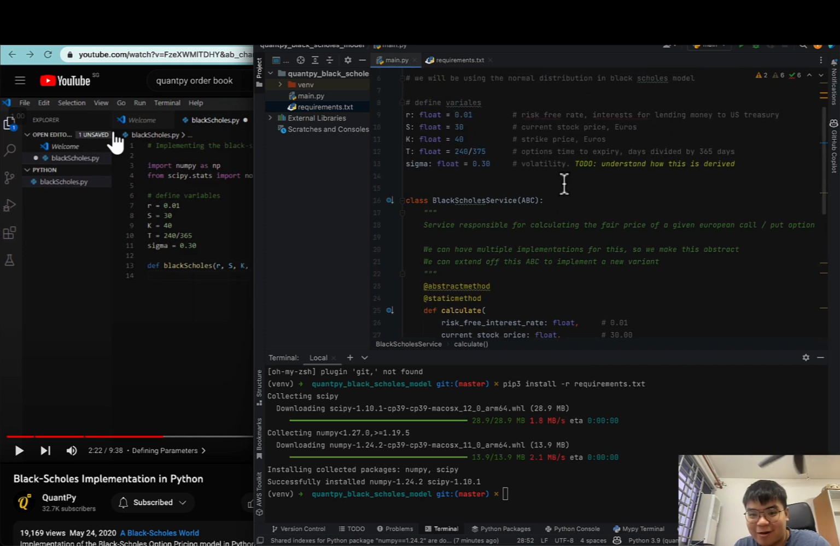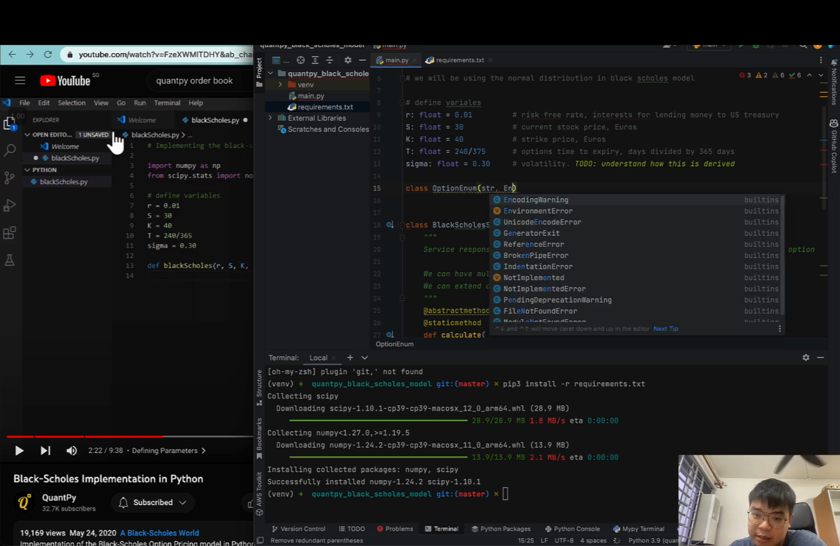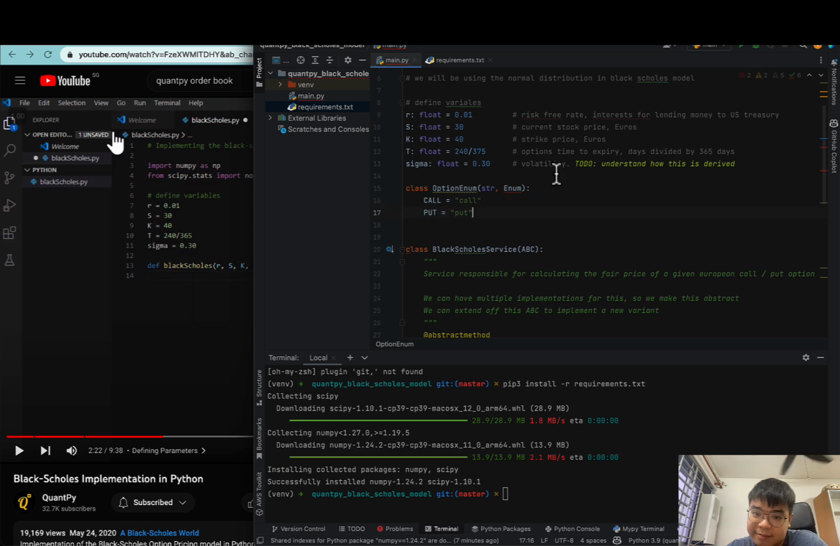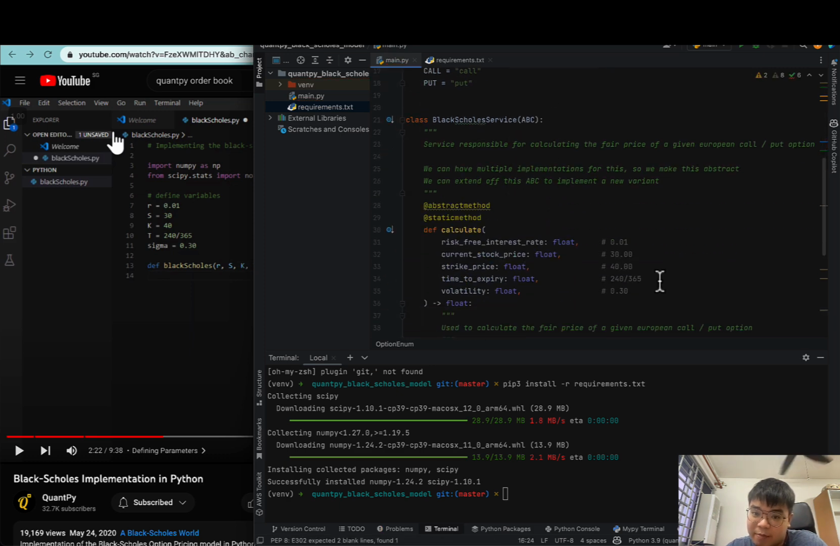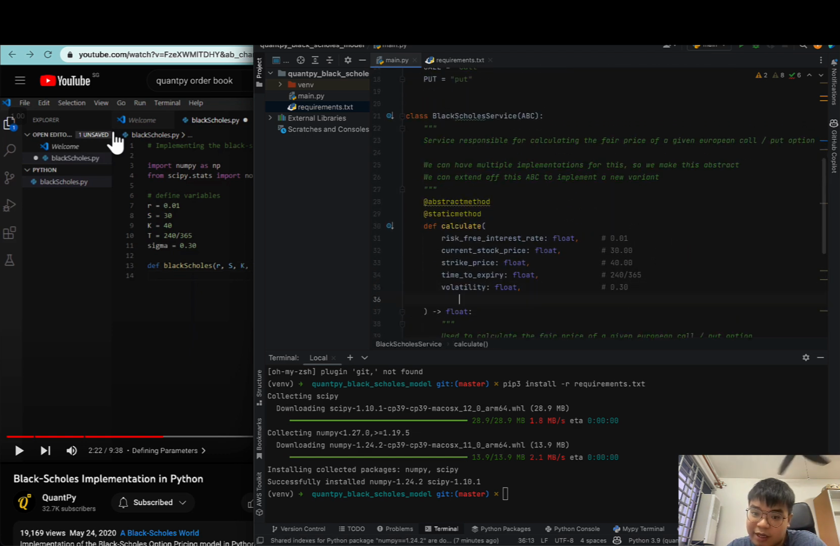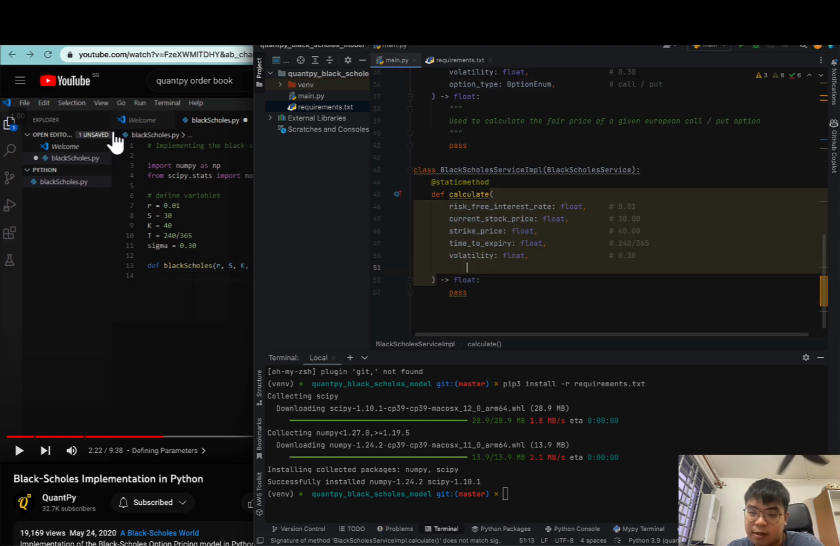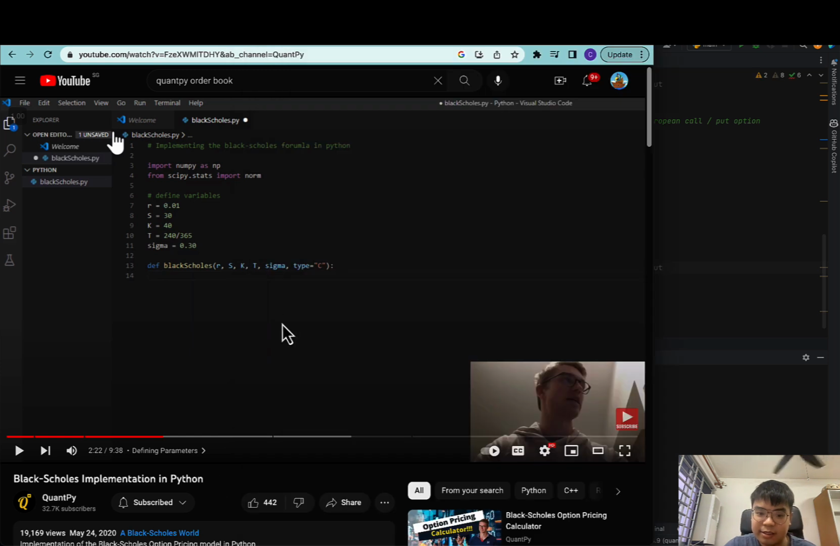There's one last thing I forgot, which is define a simple enum here. Let's call this options enum. And this represents the possible option types that we have. So it can either be a call or a put. So let's define this inside our interface as well. Option type, option enum, call, put. Okay, let's continue.